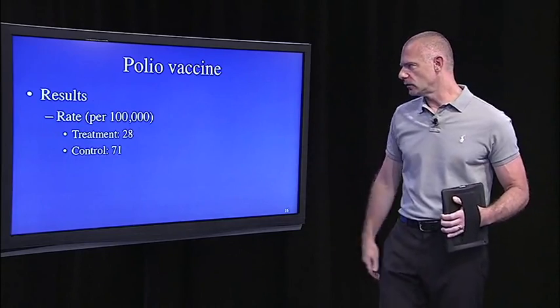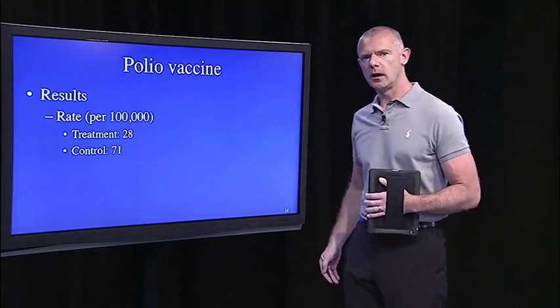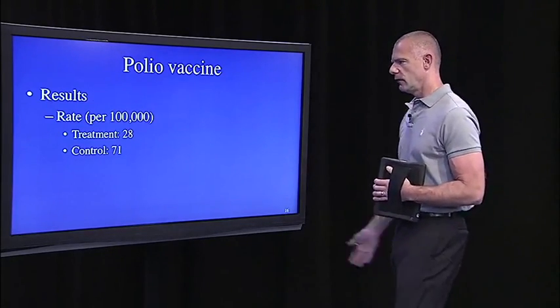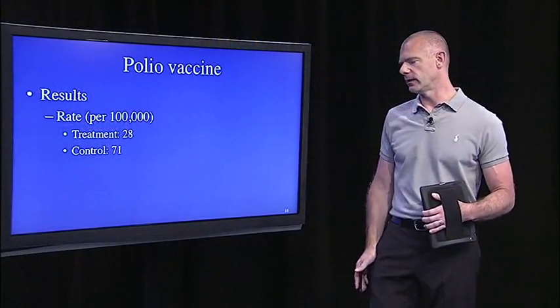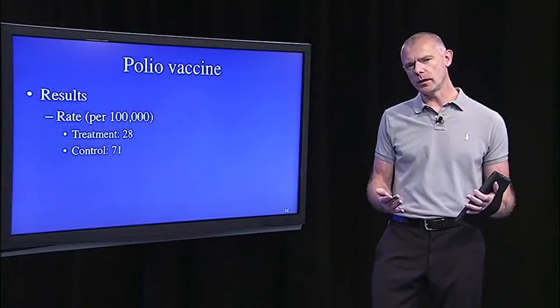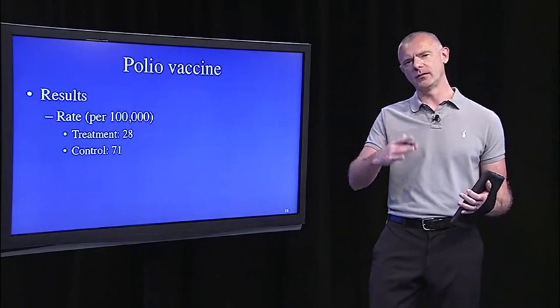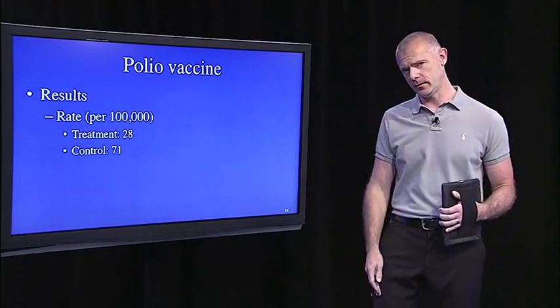And here's the result of one of the first Salk vaccine trials. If you look at the rate of polio per 100,000 children after introducing the Salk vaccine, those who got the treatment, those who got the real vaccine, there were only 28 cases per 100,000 compared to the control, where there were 71 cases per 100,000. So the rate of polio was cut in half, in fact, in more than half.